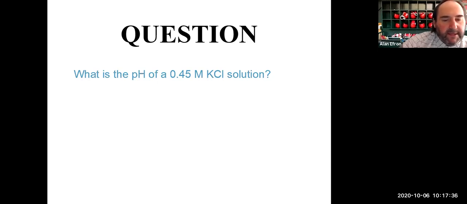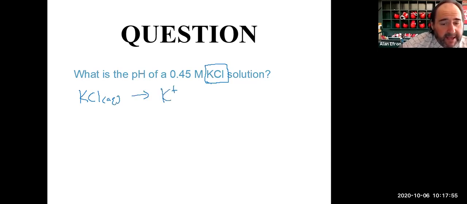Okay, so let's take a look. So again, if you're analyzing this and trying to figure out what's going on, the actual formula is a pretty good place to start. So when we look at KCl, that is the salt, an ionic compound. It will break apart really into K plus and Cl minus.